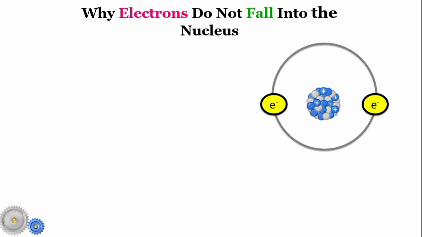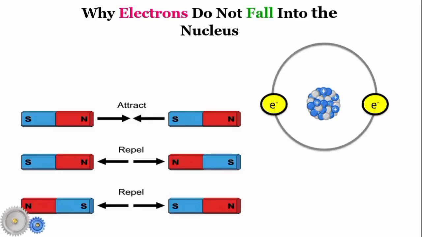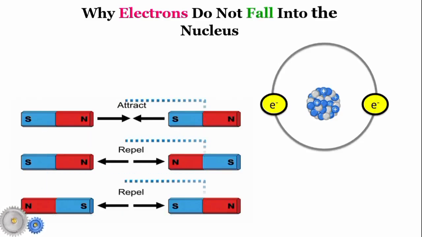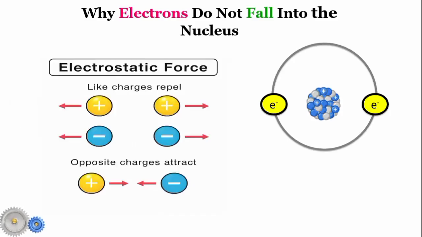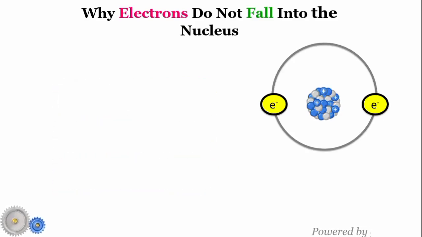In physics, under magnetism, we learned that opposite poles attract, like poles repel. In physics, under electrostatics, we also learned that like charges repel, opposite charges attract. Now, we want to know the reason. Why is this electron not falling onto the nucleus?